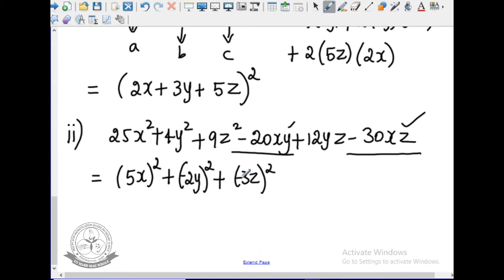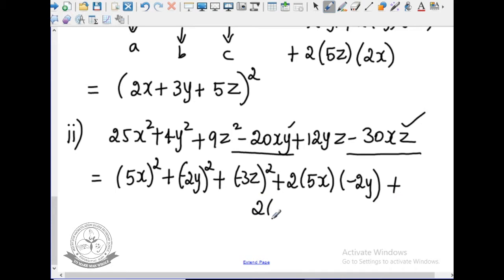So what do you get? We have to make it the 20xy, it is in the form of 2ab. So you can write as 2, what is our a? 5x, and what is our b? Minus 2y. So if you multiply, what do you get? 2 5s are 10, 10 into 2, 20, plus into minus, minus. So minus 20xy.